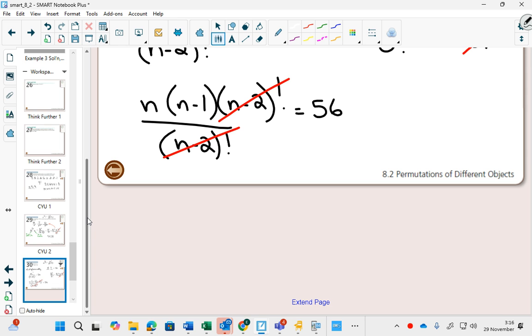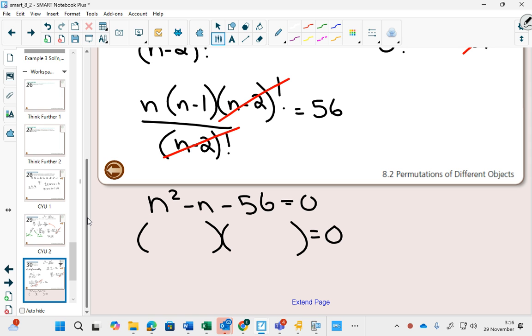I now have a quadratic equation, which is n squared minus n. If I move the 56 over to make it equal to 0, I could factor. I don't think I should have banged my head so hard. We can factor, and we're going to get n and n, 8 and 7. One's going to be minus, one's going to be plus. So we get 2 answers: n is equal to 8, and n is equal to negative 7.